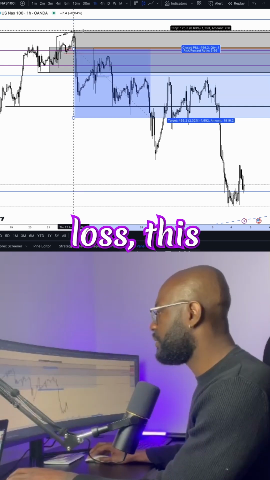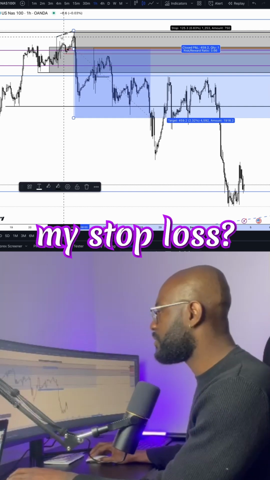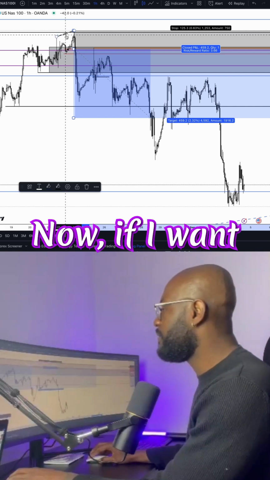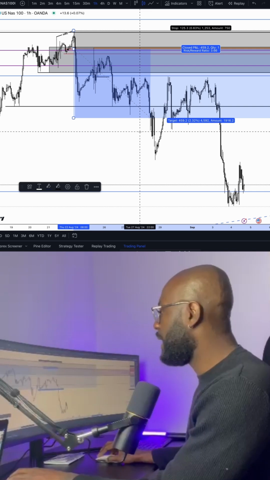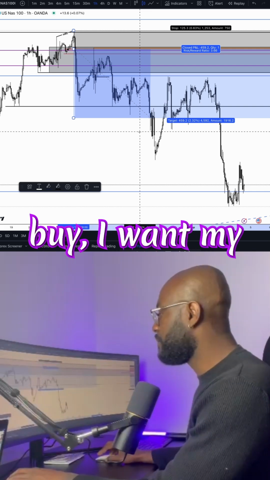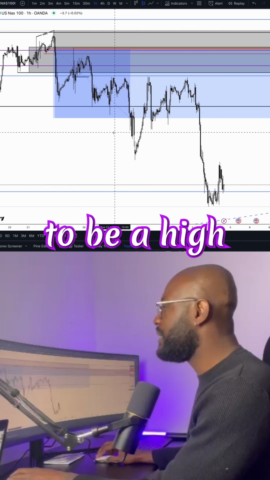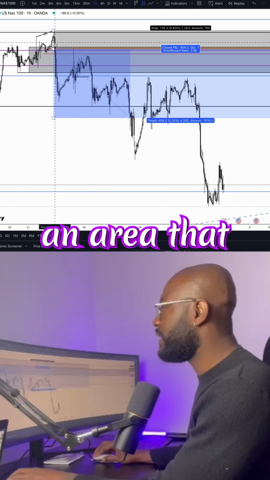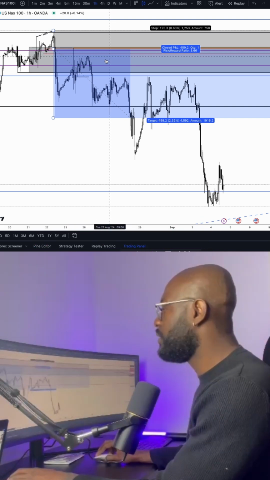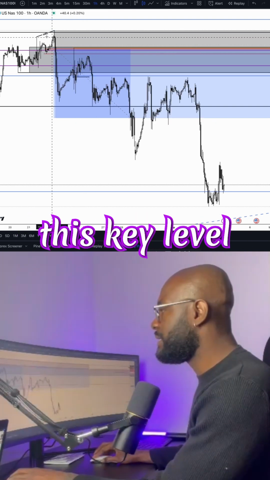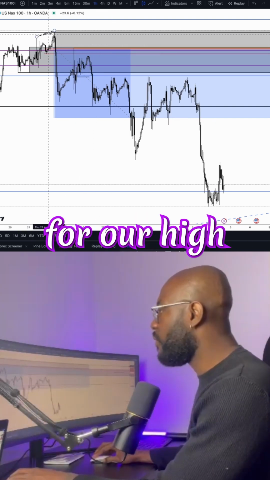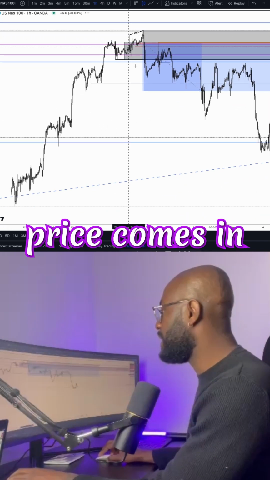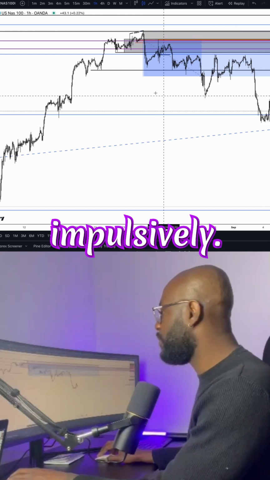Stop loss, this high. Why is this key level my stop loss? Because this is a high resistance liquidity. If I want to take a sell or a buy, I want my stop loss zone to be a high resistance liquidity. High resistance liquidity simply means an area that price will find difficulty to rally or drop below. And this key level is a significant 4-hour high resistance liquidity. So I wouldn't be surprised if price comes in here and rejects impulsively.